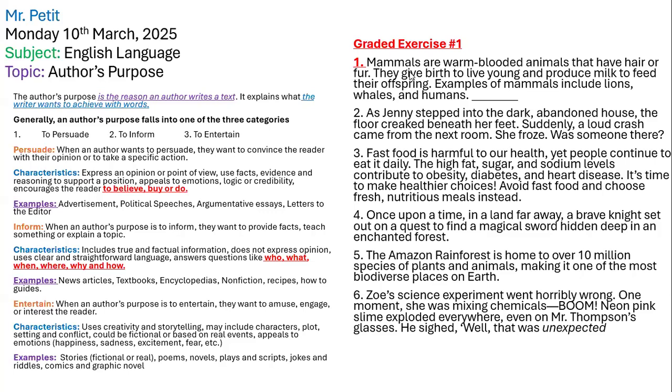Number 4, once upon a time in a land far away, a brave knight set on a quest to find a magical sword hidden deep in an enchanted forest. Number 5, the rainforest is home to 10 million species of plants and animals, making it one of the most diverse places on Earth. Number 6, Zoe's science experiment went horribly wrong. One moment she was mixing chemicals, boom. Neon pink slime exploded everywhere, even on Mr. Thomas's glasses.